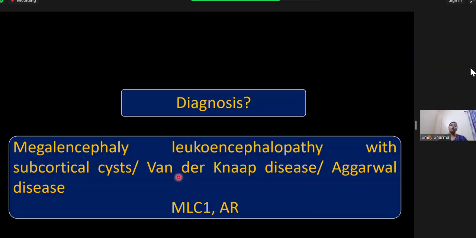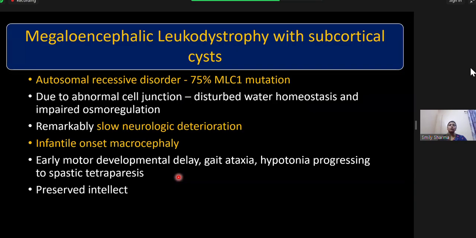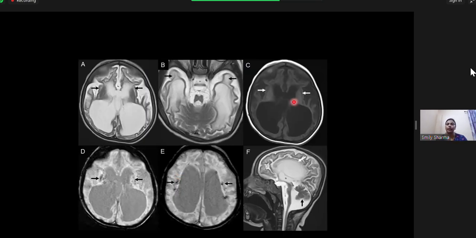So now, because we have looked at demyelinating leukodystrophy with cysts, we see another case, and I want you all to give a differential diagnosis. So we see a very small brain, so it is microcephaly rather than macrocephaly. Then we see that there are anterior temporal pole cysts, and we see very prominent sulcal spaces, extraaxial spaces, and marked white matter hyperintensities.